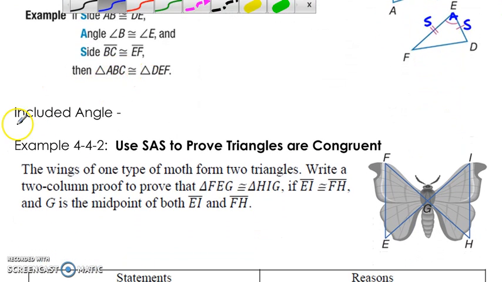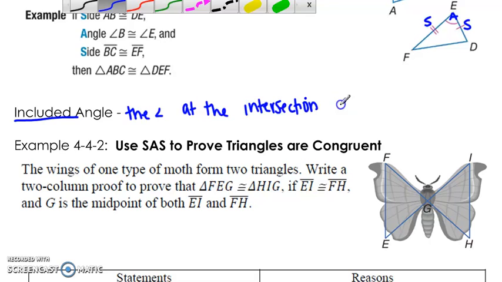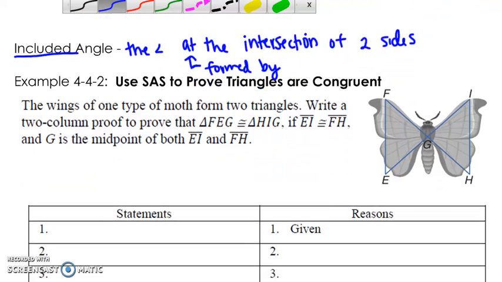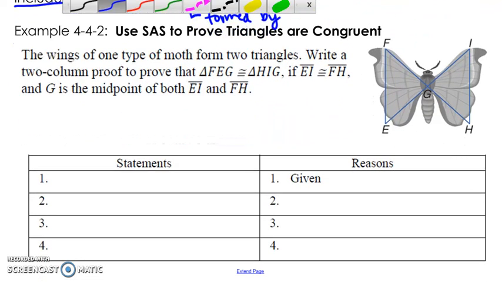So be careful because it has to be the included angle. And what that means is the angle at the intersection of two sides, at or formed by the intersection of those two sides. So let's take a look at this next example here.